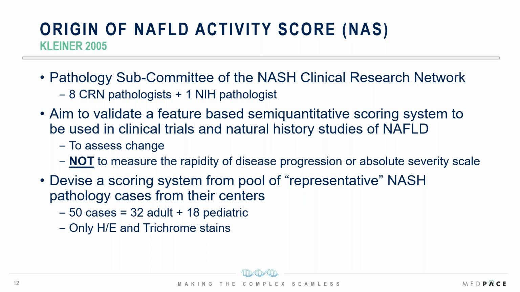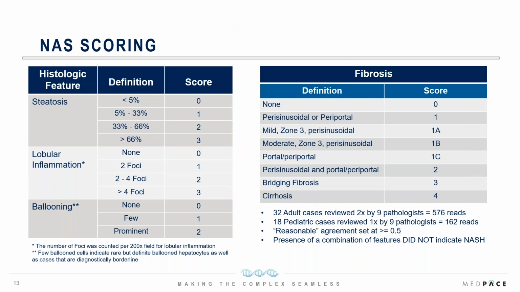So they came up with a scoring system. They came up with 50 cases, 32 adults and 18 pediatric cases. They used H&E and trichrome stains that Rob has done a nice job of describing for us and how we prepare those. So what was the scoring system that they ultimately ended up with? And if we move to the next slide, we can see something that many of us are very familiar with and have been using for the last 20 or so years. A scoring system that broke things out into 3 basic areas referred to as the NAS scoring.